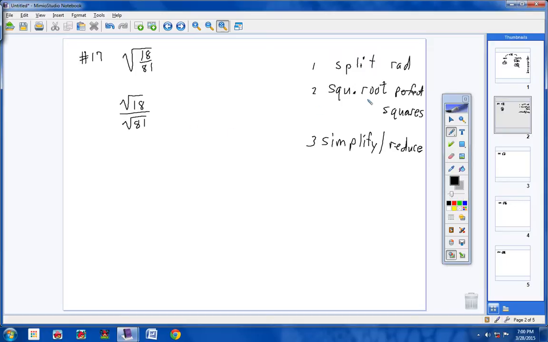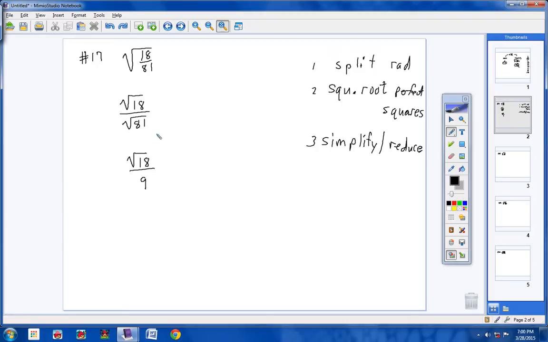Now that you've done that, look for any square roots of perfect squares. For example, I do not know the square root of 18, but I do know the square root of 81. 9 times 9 is 81. So you take the square root of this perfect square. So now I have the square root of 18 over what? Well, the square root of 81 is 9. Now a lot of students put the square root of 9. That's wrong. They get confused. The square root of 81 is just 9 because 9 times 9 is 81.